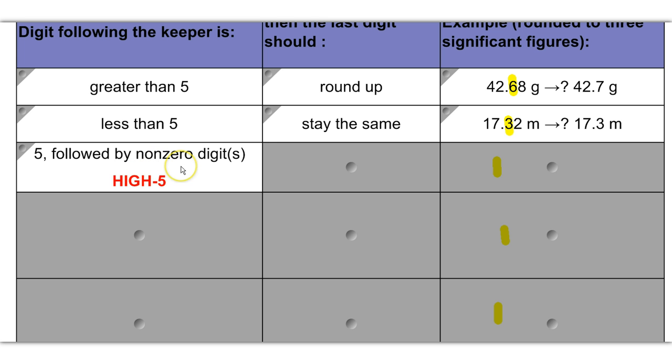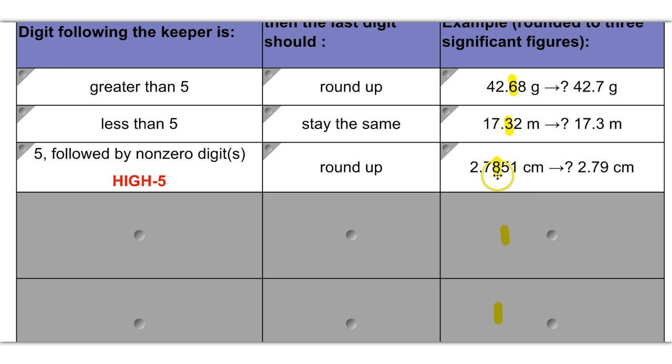This is where it gets a little strange, when the number is a 5. You have 2 types of 5s. There's a high 5, which is a 5 followed by non-zero numbers. In that case, you're going to go ahead and round up. So here we have 3 significant figures that we want, 2.78. The question is, does this stay an 8 or round up to a 9? It's followed by a 5, which also has more non-zero numbers after it. So this is a high 5. So we're going to go ahead and round the 8 up to a 9.